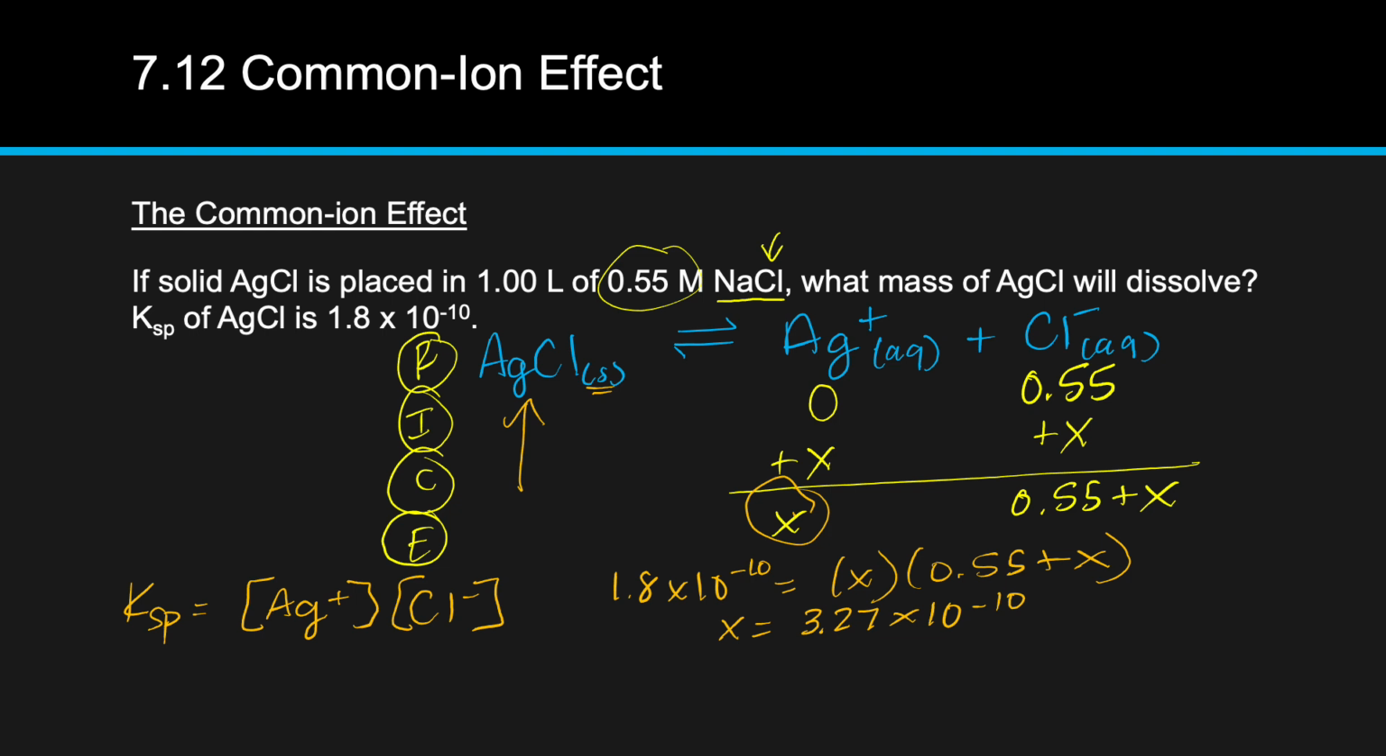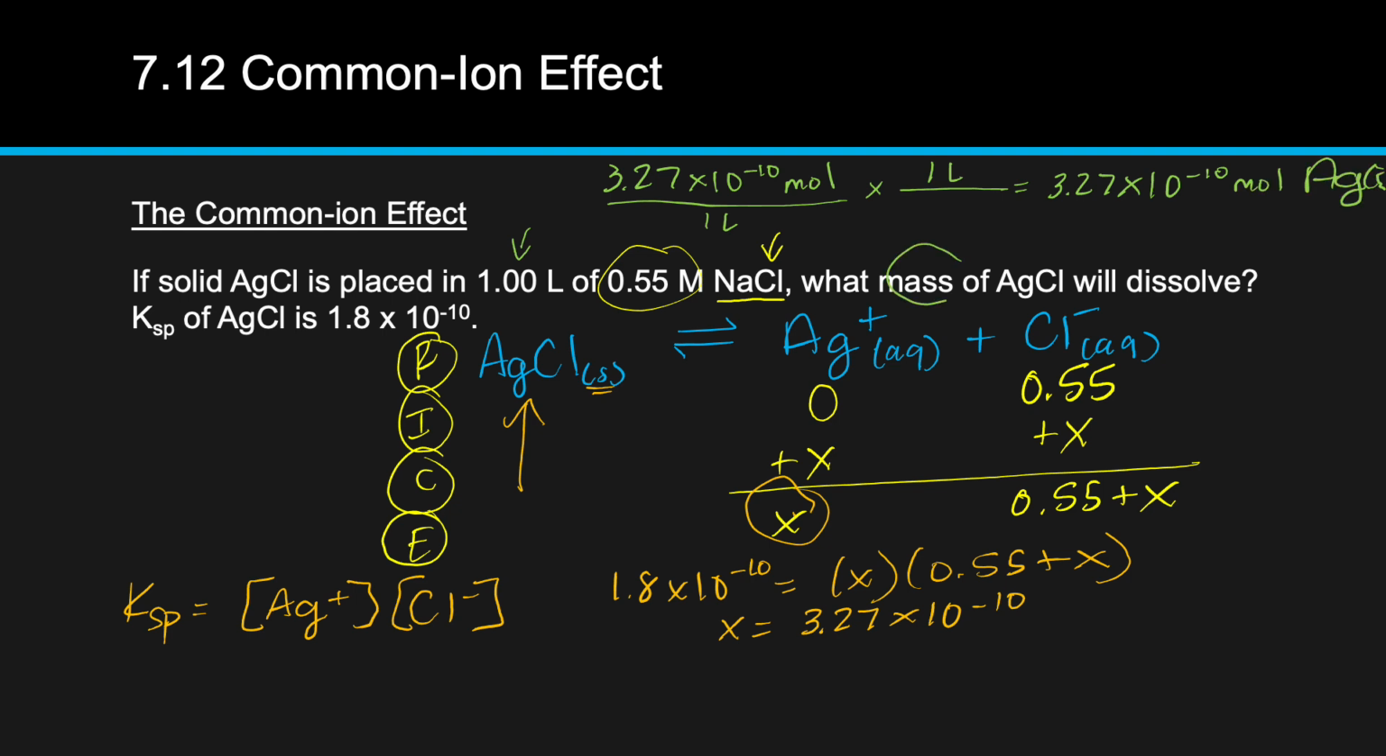So I can take that number, which is molarity concentration, 3.27 times 10 to the negative 10th. That's concentration, right? So moles over liters. And now I have liters, right? 1 liter. So I can multiply that by 1 liter. And it's the same in moles. So I have 3.27 times 10 to the negative 10th moles of AgCl.